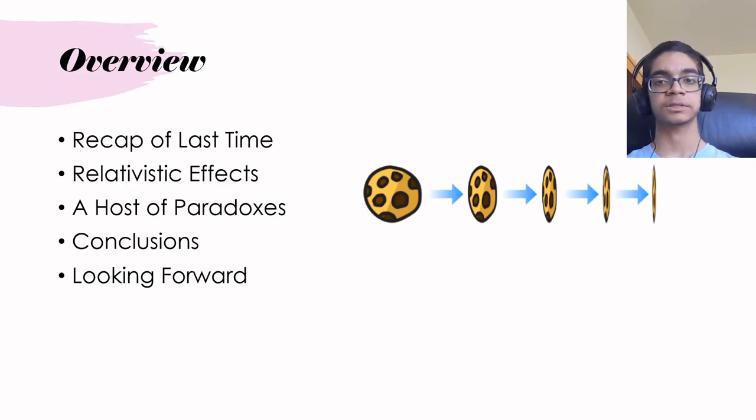We're going to discuss some relativistic effects, one of which is shown in the lovely diagram on the right. We'll also be discussing a bunch of paradoxes, but focusing in specifically on one. And this is going to be our last lecture in the special relativity section. So we'll be thinking about some more general things that we can do with it, look back at everything that we've done so far, and also look forward to next time.